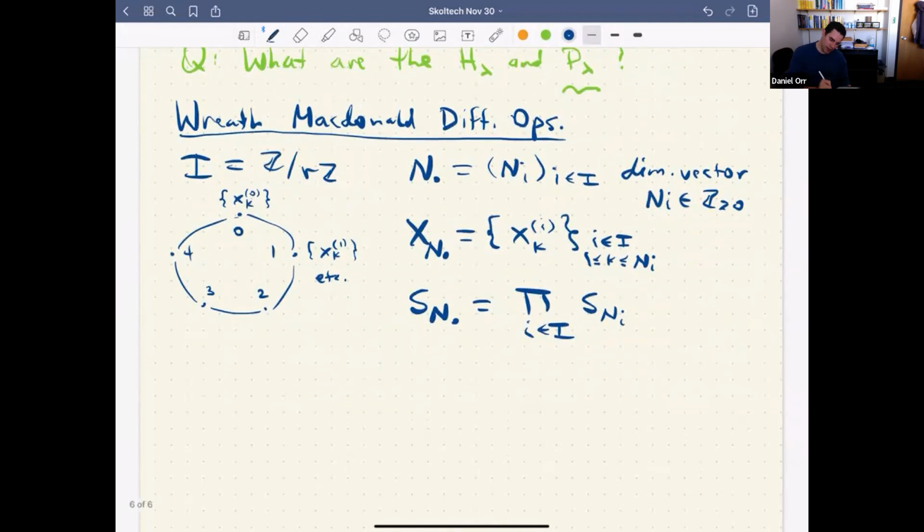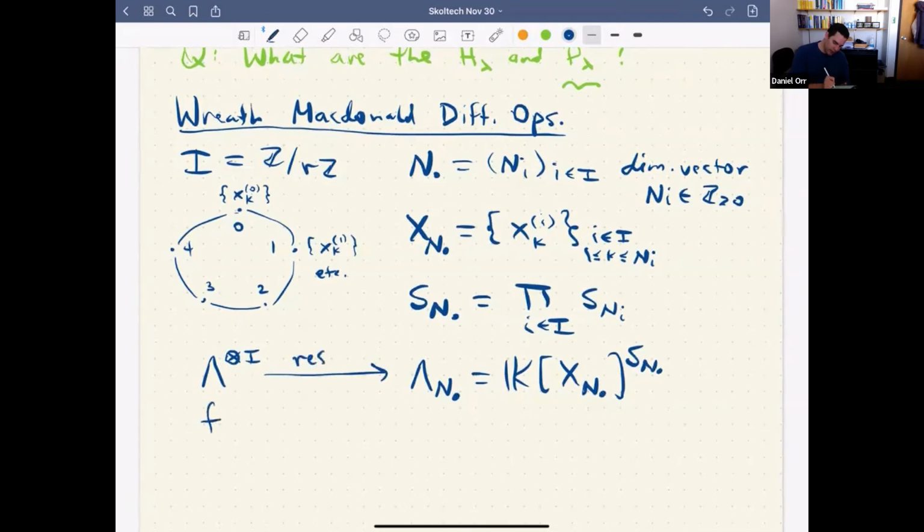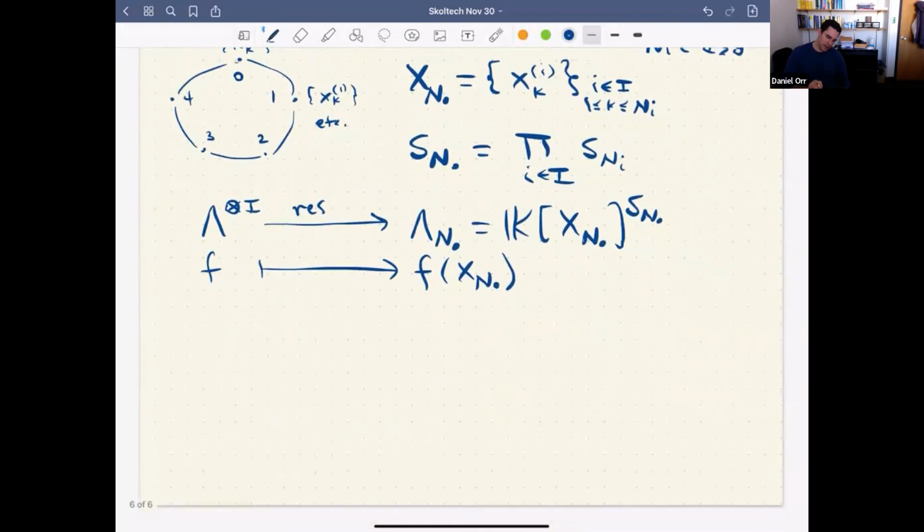And so I'm going to have this space lambda n dot, which will be polynomials in these variables, which are symmetric with respect to this product of symmetric groups. So, okay, and then I have this other space lambda I, and there's a restriction map here. There are really infinitely many variables on the left, but I can just restrict. So that will be my notation for that. So just restrict to finitely many variables. Okay.